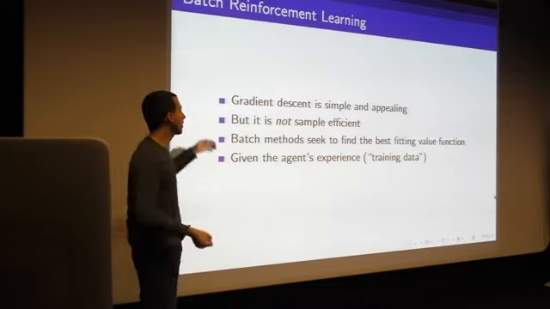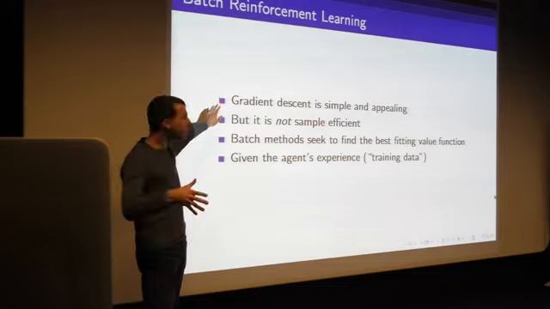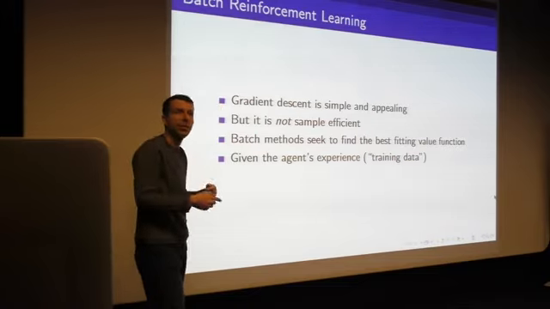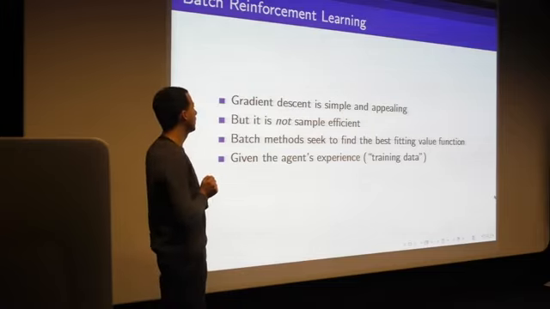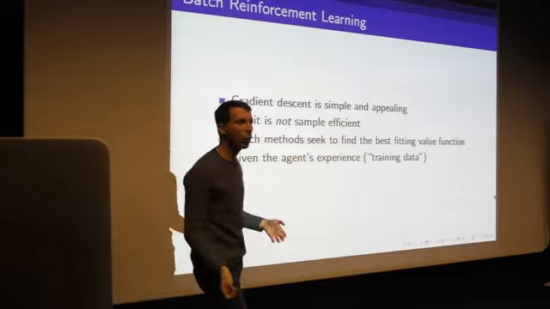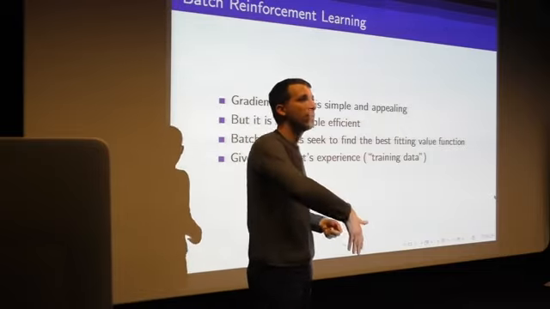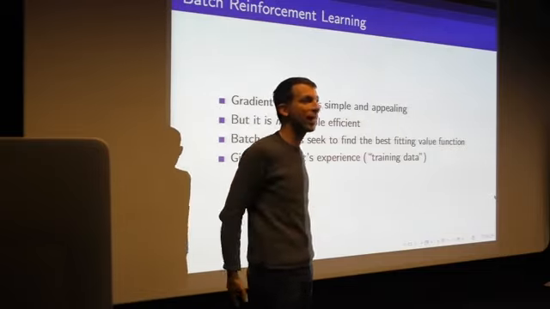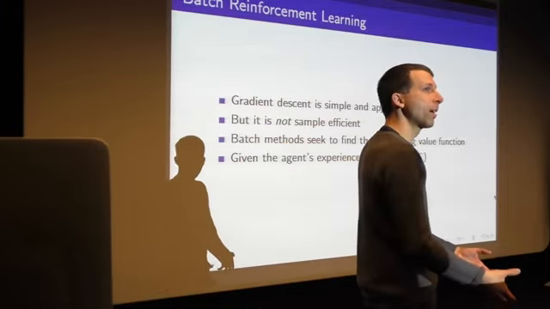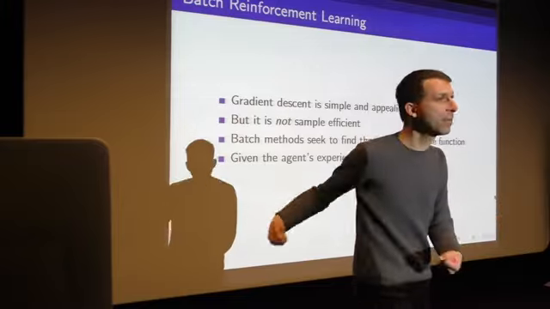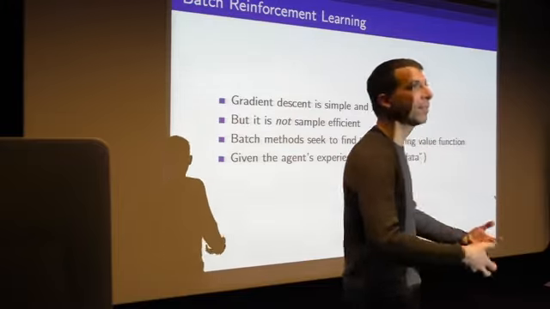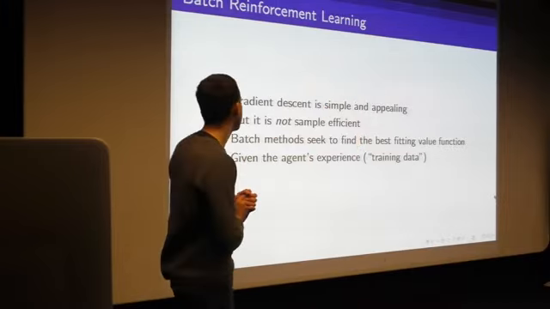So far we've talked about these gradient descent methods. They're very simple. The updates are really simple. You just move a little bit in the downhill direction, look at your error, move a little bit that way. But they're not sample efficient. We see our experience once, we take an update, we adjust our function approximator in the direction of that experience, and then we throw that experience away and move on to the next one. That's not data efficient. We haven't made the maximum use of that data to find the best possible fit to our value function and hence the best possible policy.